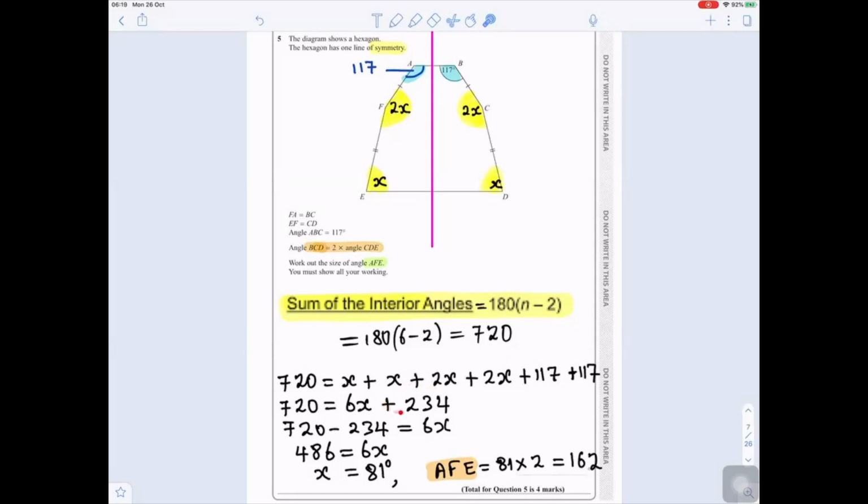We can remove 234 from the right hand side. So it's 720 take away 234 is equal to 6x, and that gives you 486 equals 6x. To get x, you divide by 6, and that gives you 81 degrees. If x is 81, angle AFE, which we are looking for on the diagram, AFE is 2x. So we multiply 81 times 2. That gives you 162.